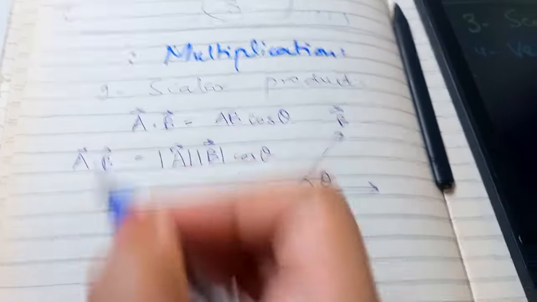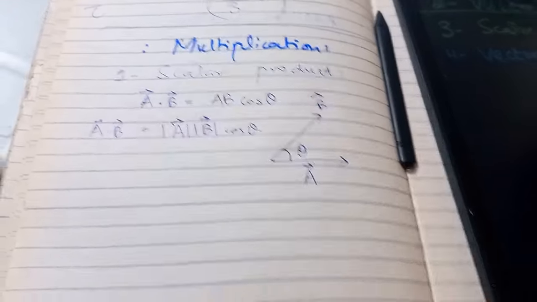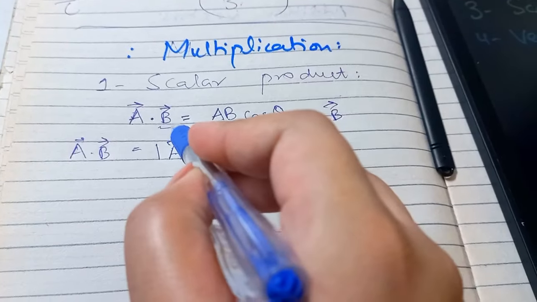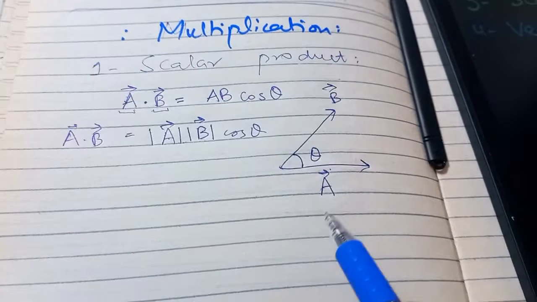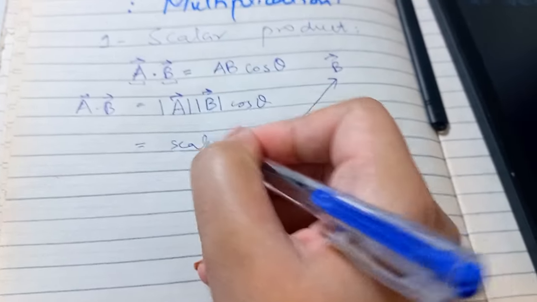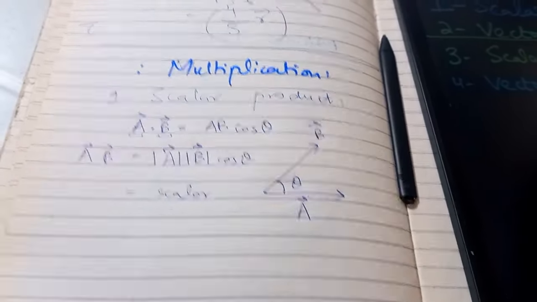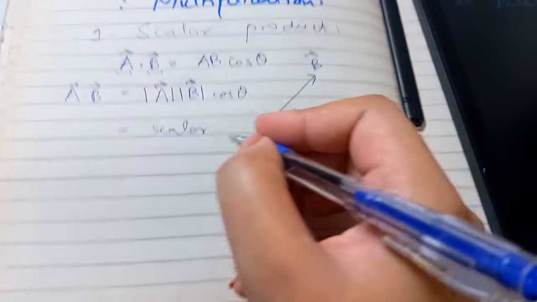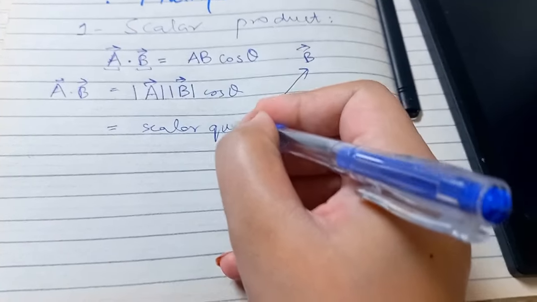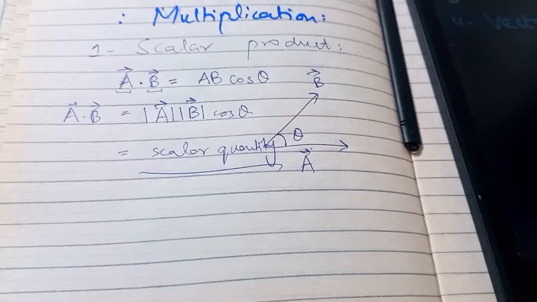Why is it called the scalar product? Because it results in a scalar quantity. We had two vector quantities here, A and B, and the result you get is a scalar quantity. That is why it is known as the scalar product: it gives you a scalar quantity while the input quantities were vectors.